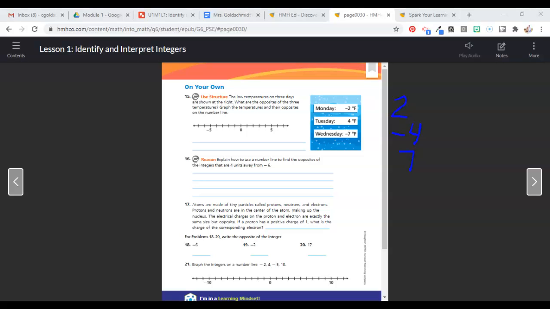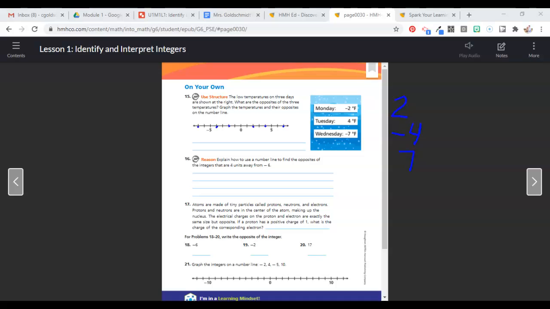So the opposite of two is two, so we have two, and we have negative two. Then we have negative four and positive four. Then we have seven and negative seven. So graph the temperatures and their opposites on the number line, and look at that, we did that.